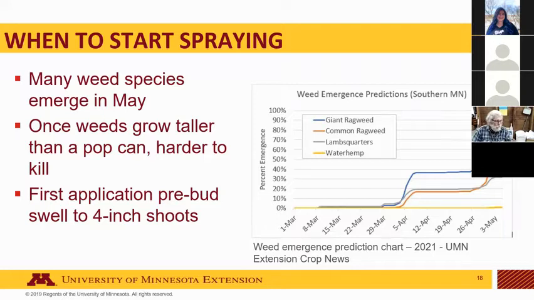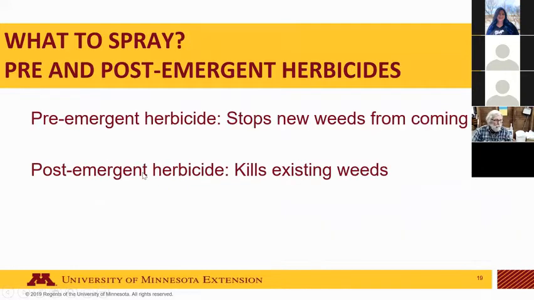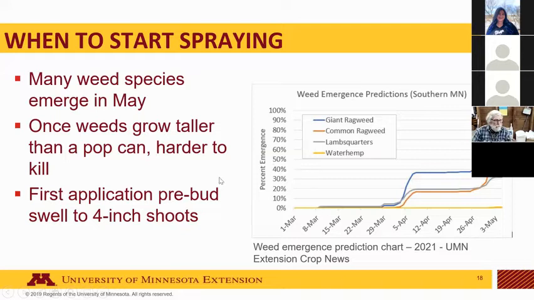So that's when it's really important to start thinking about weed control. Once the weeds grow taller than a pop can, they are a lot harder to kill. This is a principle that I'll be coming back to a couple of times, that pop can rule, because we know it to be true for many weeds and for many herbicides that once they become taller than that, the weeds just do a better job of surviving the herbicide.